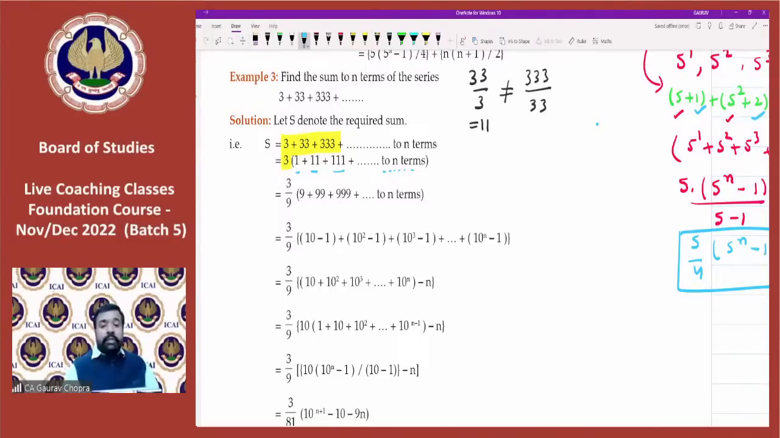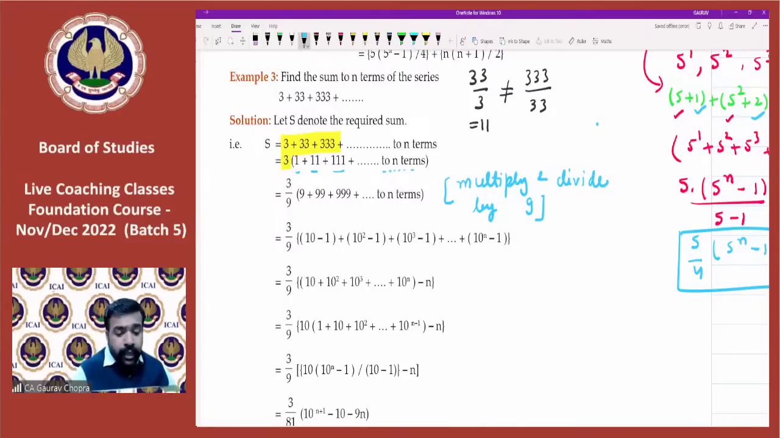Always the next step will be to multiply and divide it by 9. So what we are doing? Multiply and divide by 9. By dividing by 9, it becomes 3 upon 9, and after multiplying, all the figures will become 9, 99, 999, and so on up to n terms.